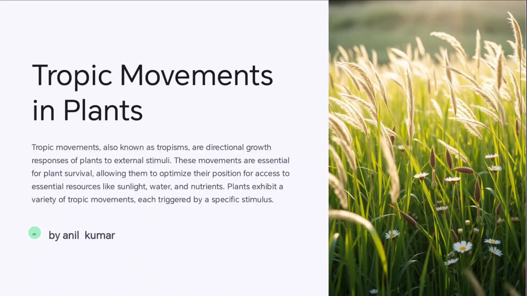The term tropic comes from the Greek word trope, meaning turn. The growth movements occurring in response to unidirectional external stimuli in plants are called tropic movements. Some of the tropic movements in plants we will see in this video.